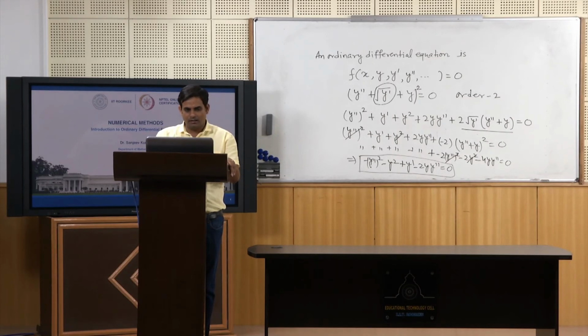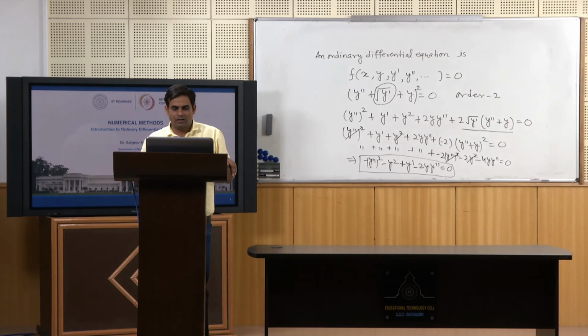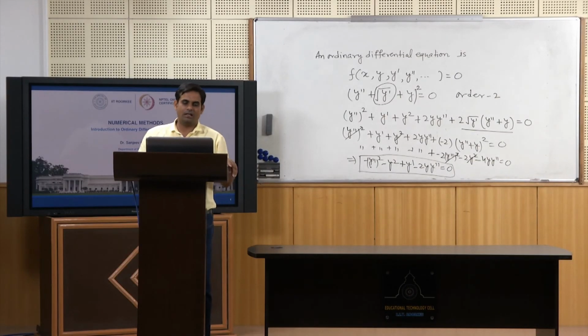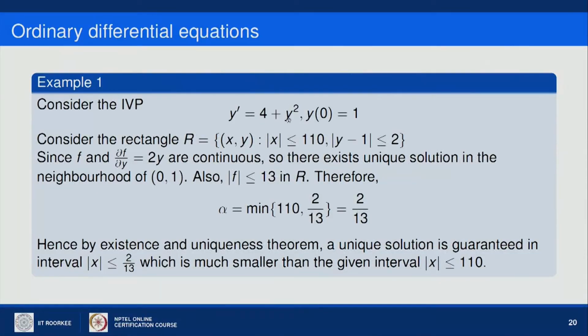Again, take this simple example. Here y prime equals 4 plus y square, y of 0 equals 1, and our rectangle is given by R, where mod of x is less than or equal to 110, and mod of y minus 1 is less than or equal to 2. So, f is 4 plus y square here, and del f over del y is 2y. Both are continuous, and f is bounded because the maximum value of f in this R can be 13.